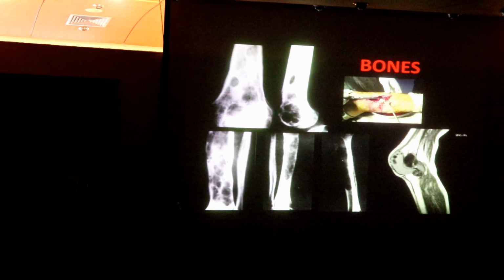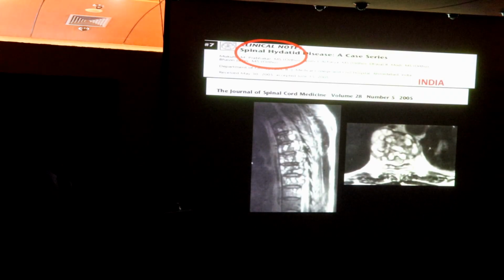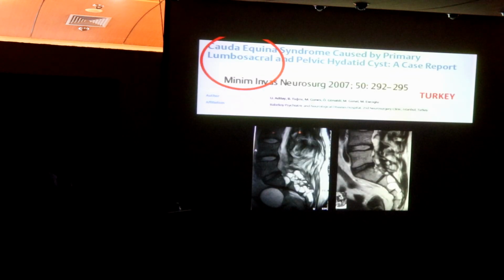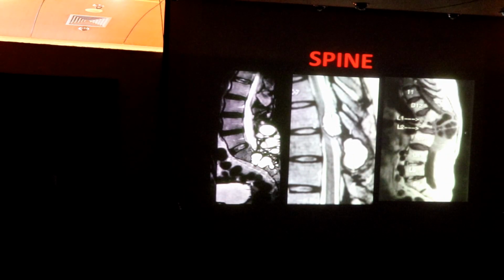Now, what applies to the bones and the liver in terms of aspiration of the cyst does not apply in the brain. So there is totally different management of hydatid disease of the brain and hydatid disease anywhere else. It can affect the spine. Again, this is from India. This is from Turkey. Affecting the spine, look at this. Mostly it is extradural, because it's affecting the bone, but it can be intradural or extradural.